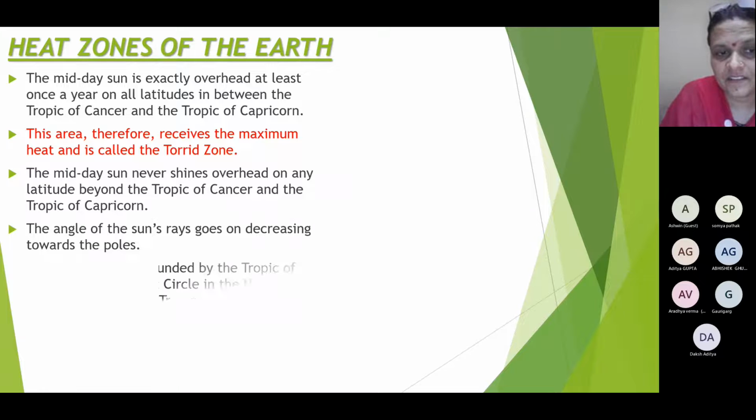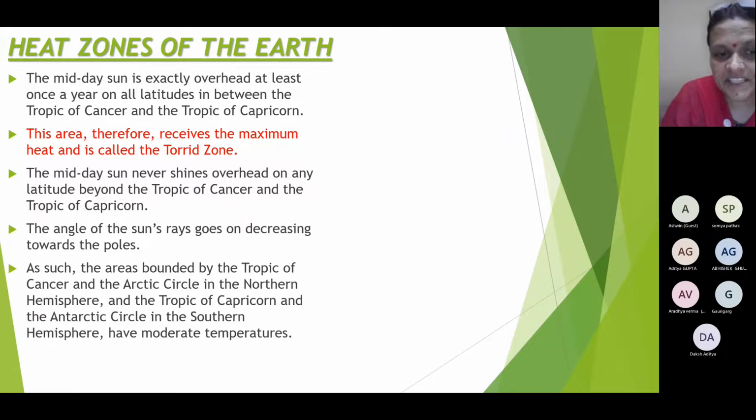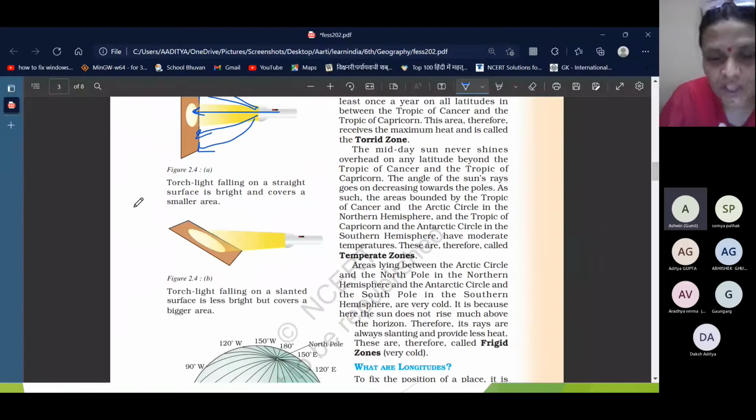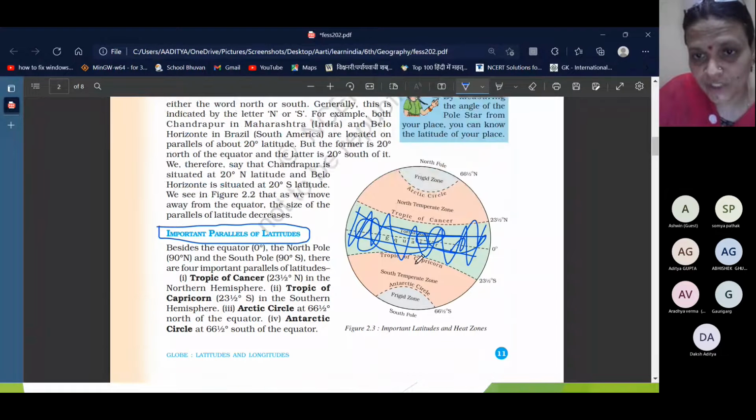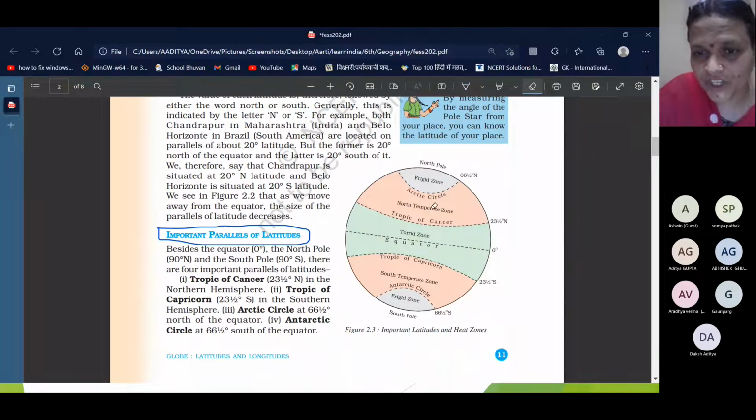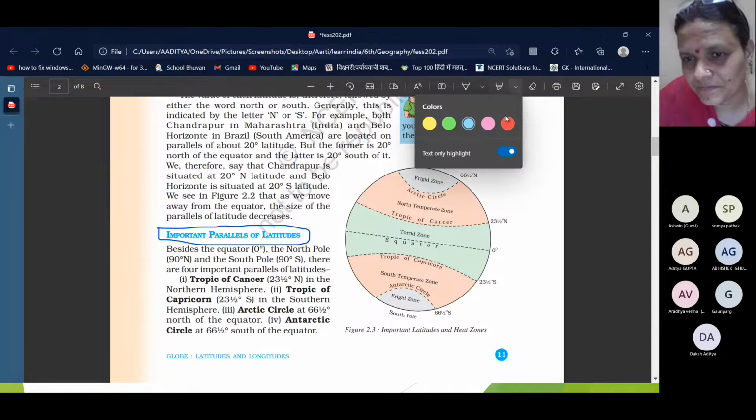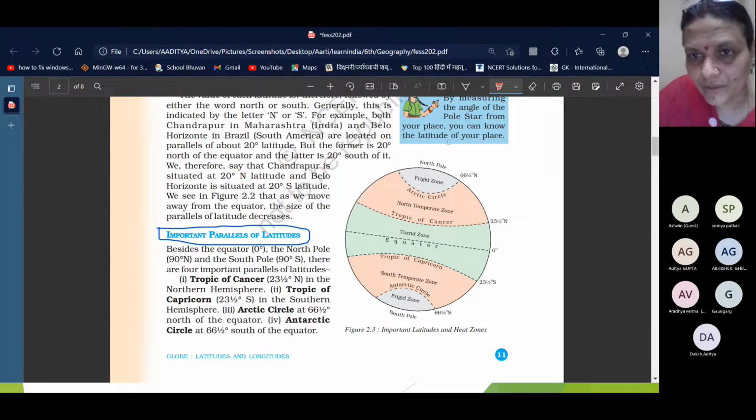So beyond the Tropic of Cancer and beyond the Tropic of Capricorn, the region is called, can you tell me? It is the temperate zones. So torrid for the middle zone; for the northern part it is called the North Temperate Zone, and for the southern part, the South Temperate Zone. So here it is, beyond the Tropic of Cancer in the north, this part is the north temperate zone.